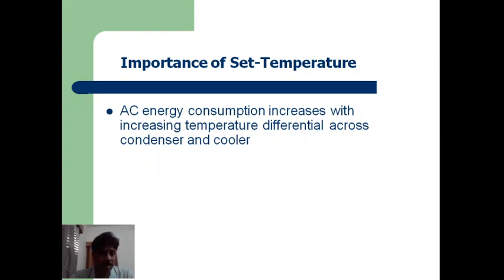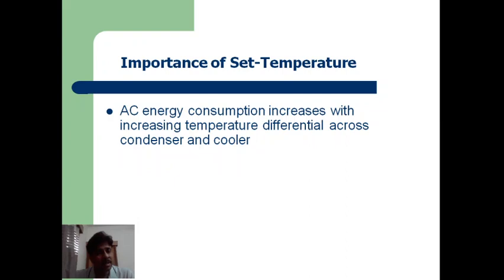Because if you set the temperature very low, let us say around 18 degrees Celsius, and the outside temperature is more than 42 degrees Celsius, there is a lot of differential between the inside and outside temperature, or you can say a lot of differential across the condenser coil and cooler coil. So it will put a lot of strain on the AC, and your energy consumption will increase drastically.